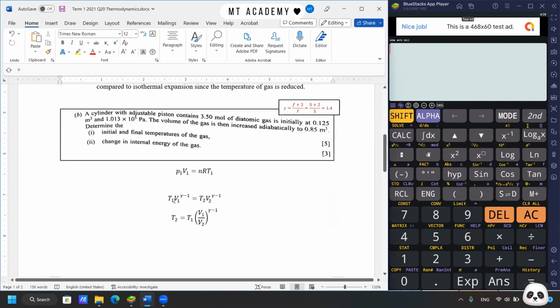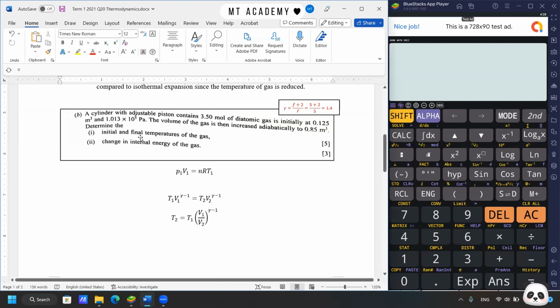We move on to question B. A cylinder with an adjustable piston contains 3.5 mole of diatomic gas. We came across this term diatomic frequently in past year questions, so that we can get the value of gamma: the degree of freedom for diatomic is equal to 5, hence gamma is 1.4 from the calculation. The gas is initially at 0.125 meter cube, and the pressure is given. The volume of the gas is then increased adiabatically to 0.85 meter cube. Determine the initial and final temperature of the gas. So we need to determine two things, the initial and the final temperature.